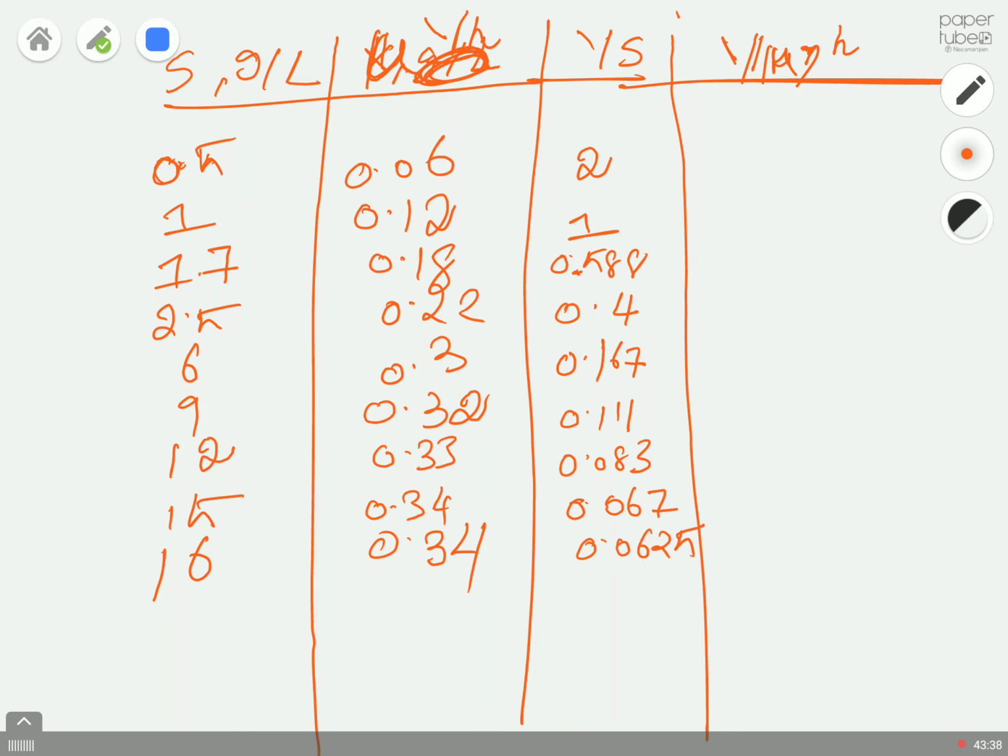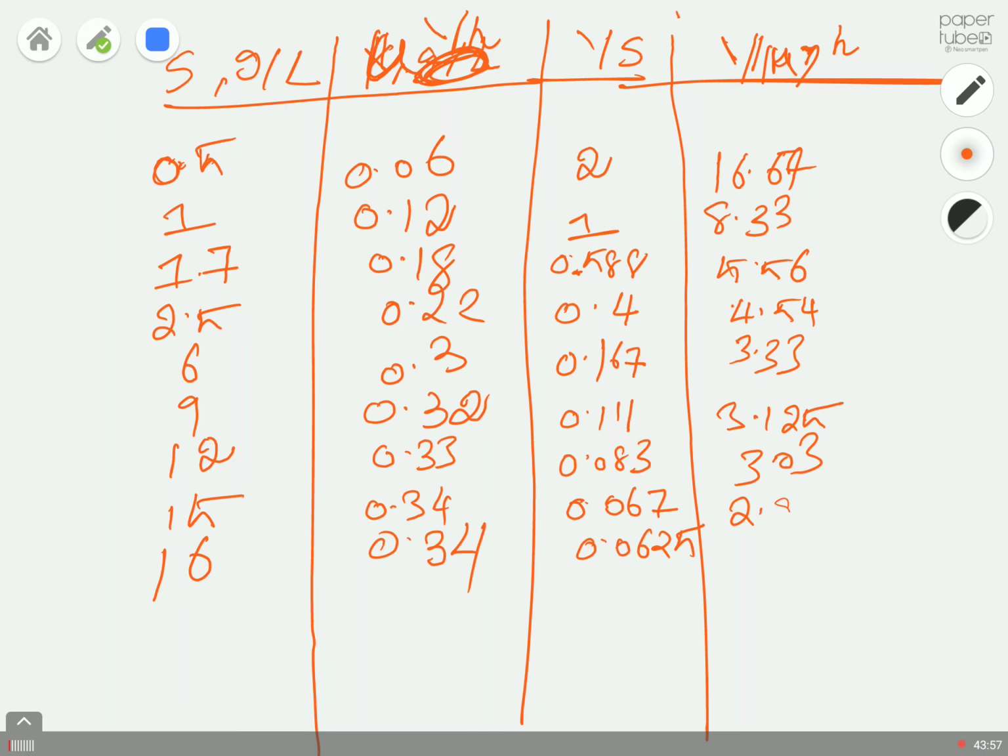0.65 and then 16.67, 8.33, 5.56, 4.54, and then 3.33, 3.125, 3.03, 2.94, and 2.94. So I just took the inverse of your specific growth rate, and then I took the inverse of your substrate concentration.